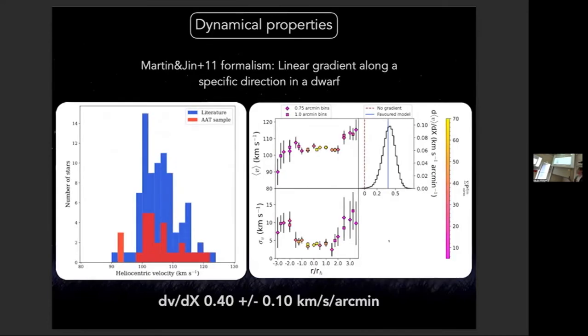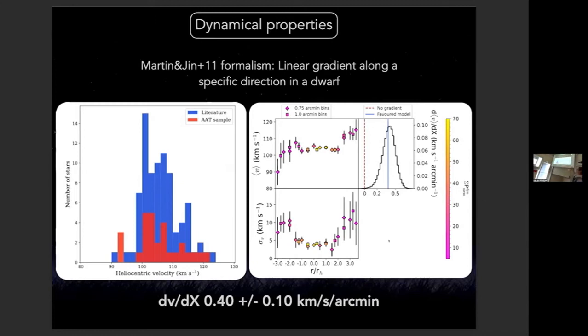Then, as I told you, we derived the radial velocities for all the new members that we got. In the blue histogram on the left panel, you have the velocities from the literature, and in red, the new velocities from the AAT sample. On the right, let me break it down a bit for you. On the upper panel on the right, you have, as a function of distance, the systemic velocity of stars in a given bin. You have a lot of bins, and for each bin we compute the systemic velocity in the upper panel and the velocity dispersion in the lower panel.